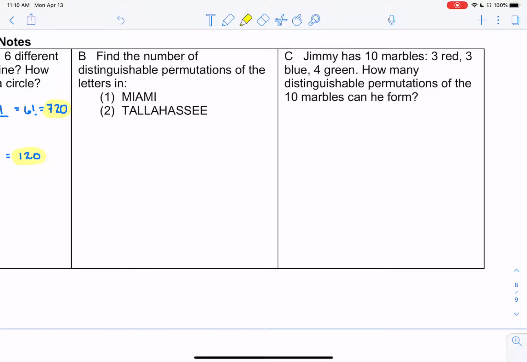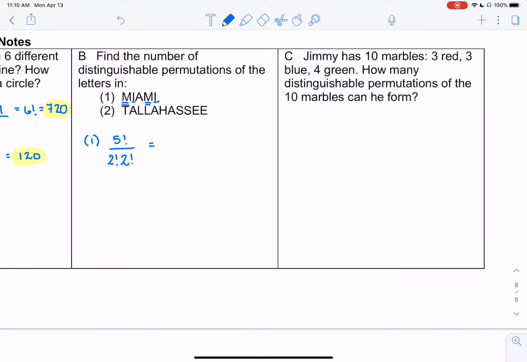Question B, find the number of distinguishable permutations of these letters. Now, where this comes into that distinguishable word, it means sometimes we have letters repeated in a word. And so for question 1, the word Miami has 5 letters, so we put 5 on the top of our fraction, 5 factorial. But we go back and we find that there are repeats of the I, 2 of them, and there are repeats of the M, 2 of them. And so we have to divide by both repetitions factorial. So in this case, 5 factorial divided by 2 factorial, 2 factorial.